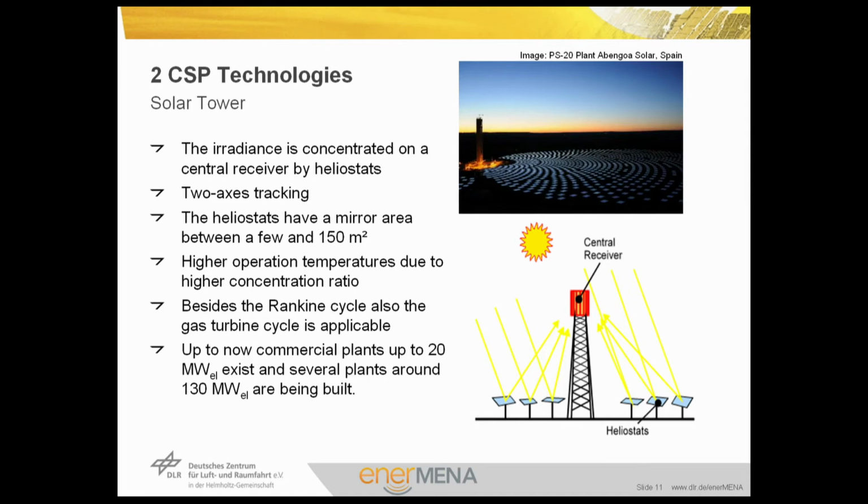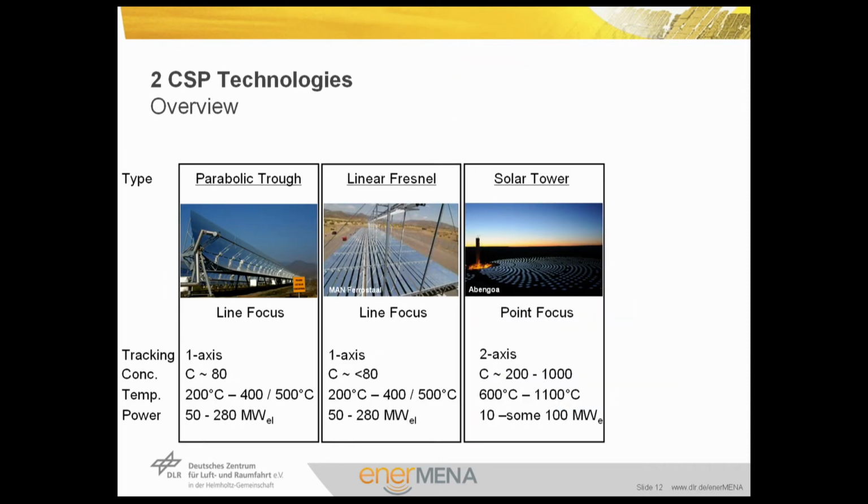Up to now, commercial plants up to 20 megawatt electric exist and several plants around 130 megawatt electric are being built. To resume, solar towers use two-axis tracking heliostats. They reach higher concentration factors of about 200 up to 1000 suns and hence reach higher temperatures between 600 and 1100 degrees C.